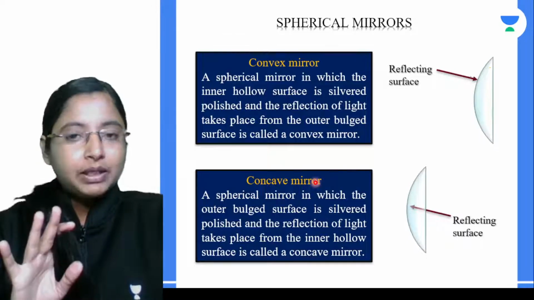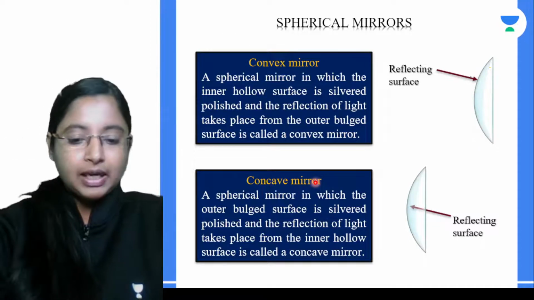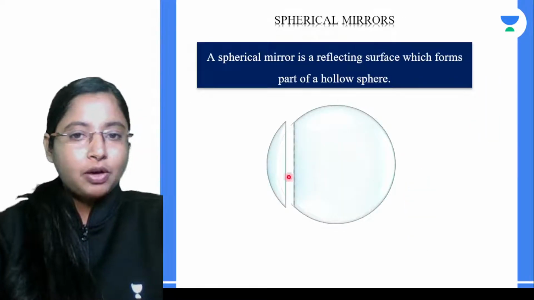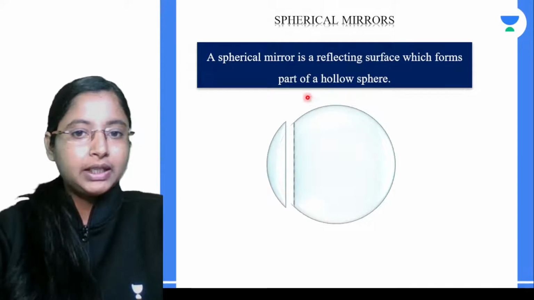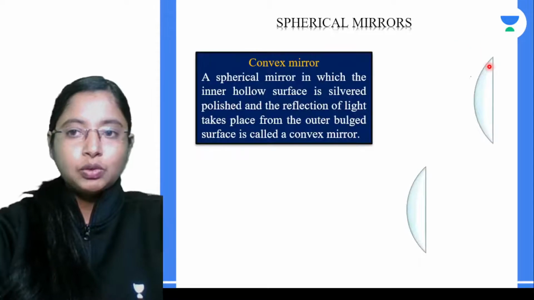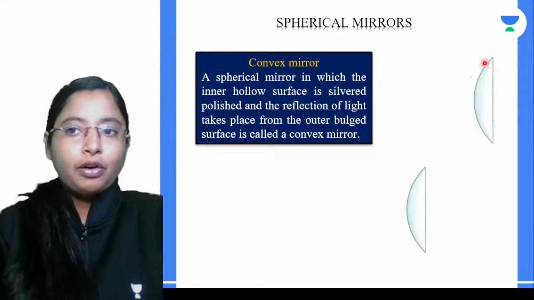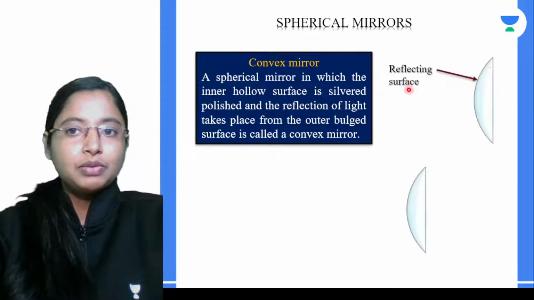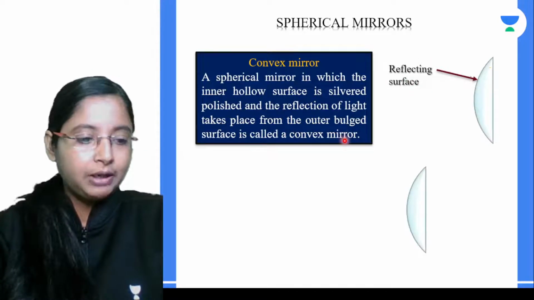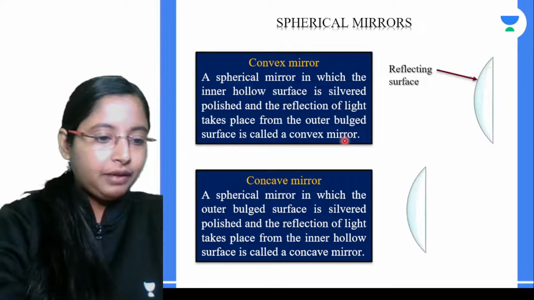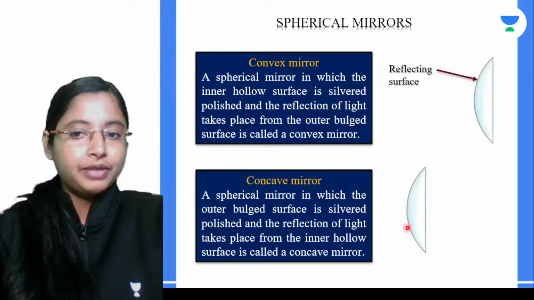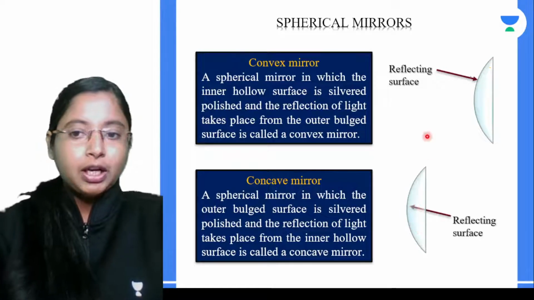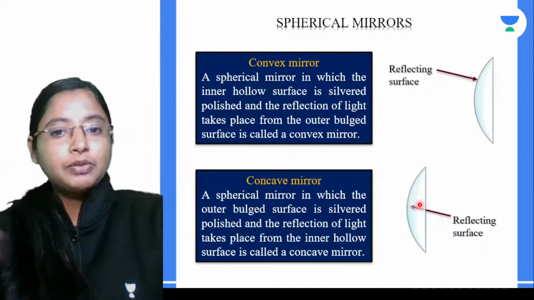So spherical mirrors are just part of a hollow sphere of glass. Take a part of this hollow glass sphere, cut it, and what you get is basically a spherical mirror. If you silver the inside surface, then obviously the outside surface becomes a reflecting surface, and that is a convex mirror. Similarly, if you silver the outside surface such that the inner surface becomes a reflecting surface, then it becomes a concave mirror.